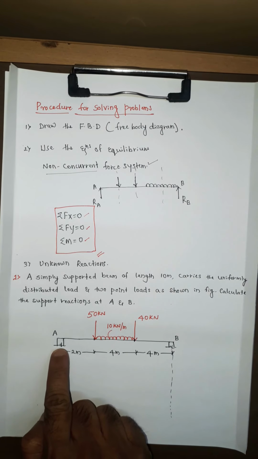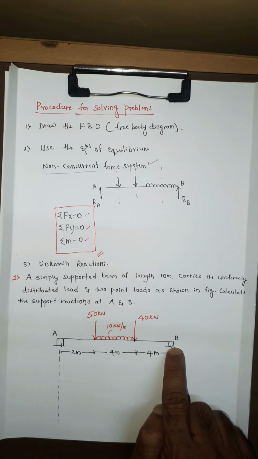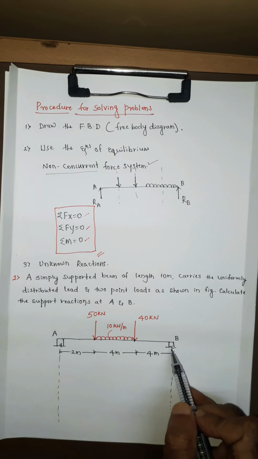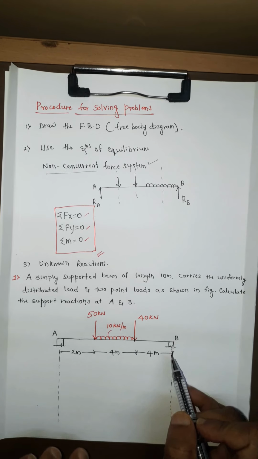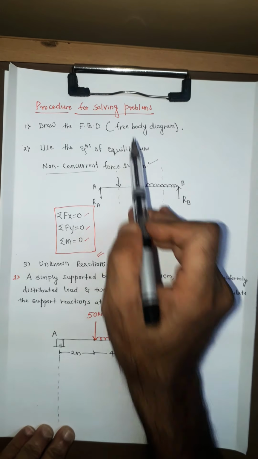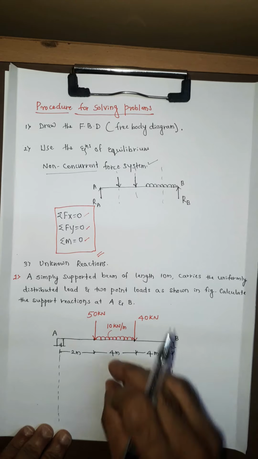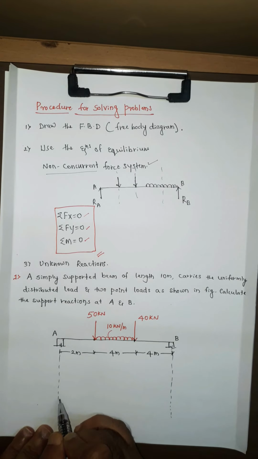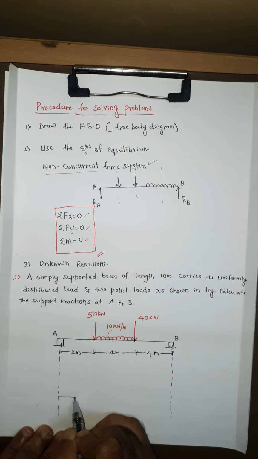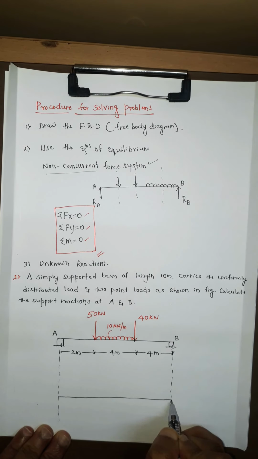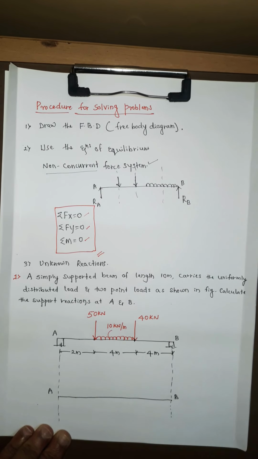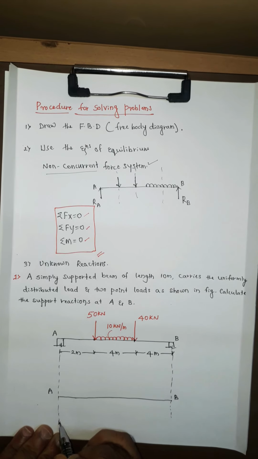Now support is at A and support is at B. So this is a simple support, this is also a simple support. Now as per the procedure, first we will draw the free body diagram. So what you are going to do is separate this beam AB from these two supports. So draw only the beam, that is AB, which is total 10 meter.